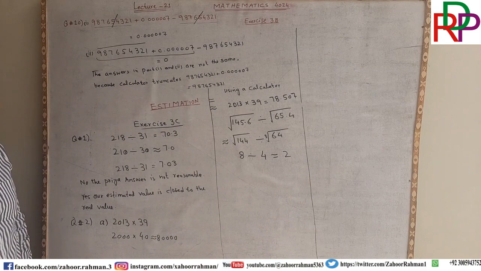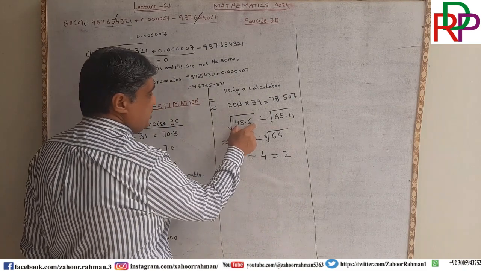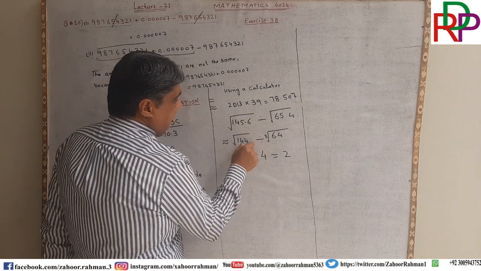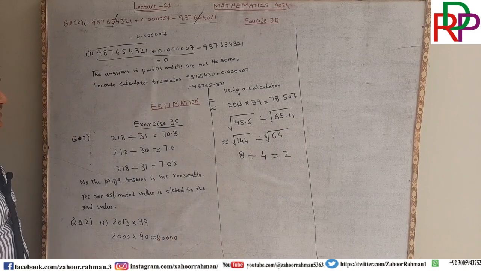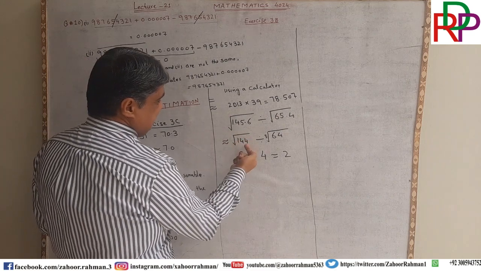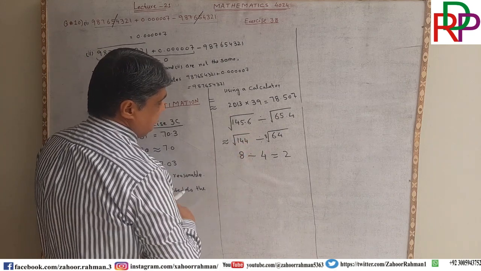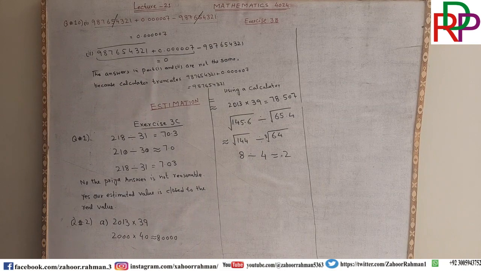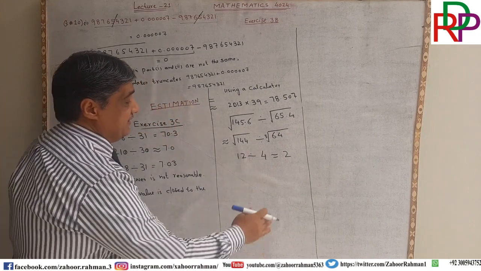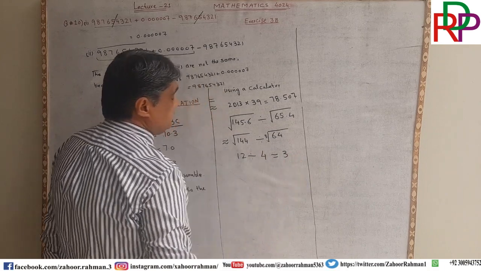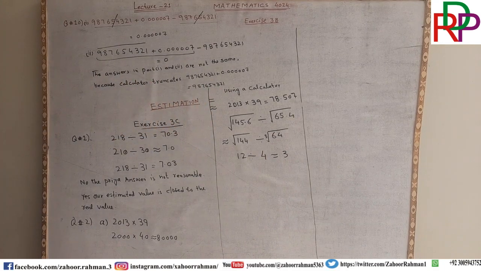Our estimated value is 2 because we rounded down. That is 64. Why did we do so? Because we can take it easily. This is a perfect square and we know in advance that the root of 144 is 12, ladies and gentlemen, not 8. That is 12 and the answer is 3. So 12 divided by 4 is equal to 3, this is the estimated value.